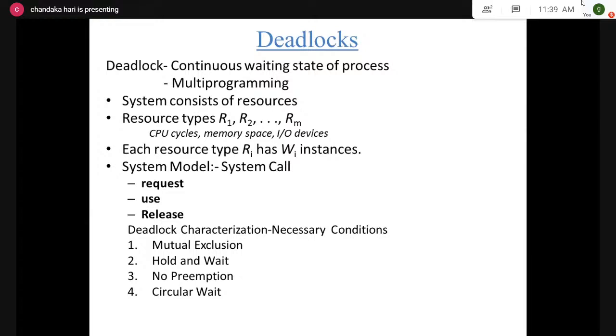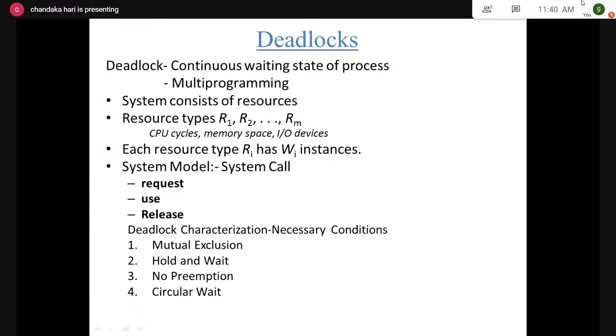That implies at least one resource in a computer system must be held in non-shareable mode. That is, only one process at a time can use the resource. If any other process requests the same resource, it must wait until this resource has been released. This is the first one. So the mutual exclusion condition arises only because of non-shareable resources. There is no problem with shareable resources.